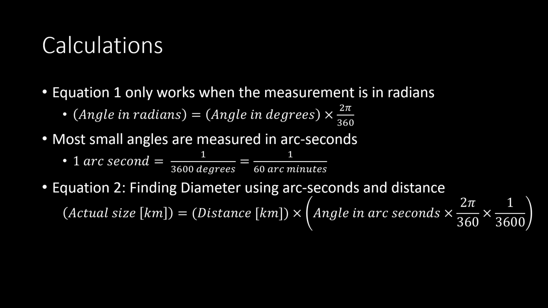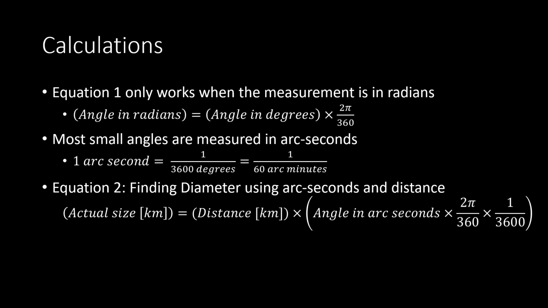So the first thing we want to do is convert degrees to radians. Most people tend to think in degrees, so that's where we'll start. Basically, if you have an angle in degrees, multiply that by 2 pi divided by 360, and that will give you that same angle in radians. However, the measurements we'll be making in the lab today are in arc seconds. 1 arc second is 1/3600th of a degree. So we will also need to convert that to radians to actually get us somewhere where we can make these calculations.